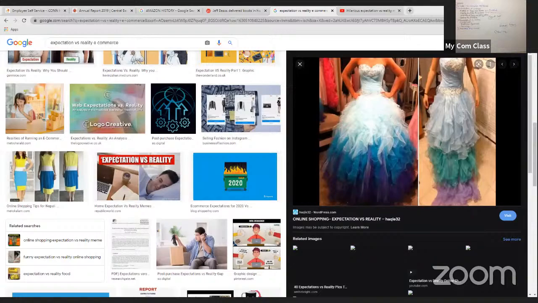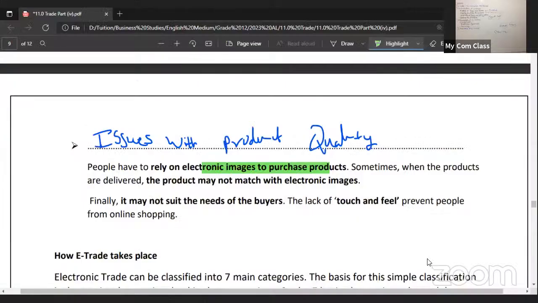Guys, again, look at this one. Please write: issues with the product quality. People may have to rely on the electronic images when the product is delivered. The product may not match the electronic images. Please write: so you'll be disappointed. Finally, it may not suit the needs of the buyers. The lack of touch and feel prevents people from online shopping. So one of the major drawbacks of online shopping is the issues with product quality, how you measure it prior to making a purchase.